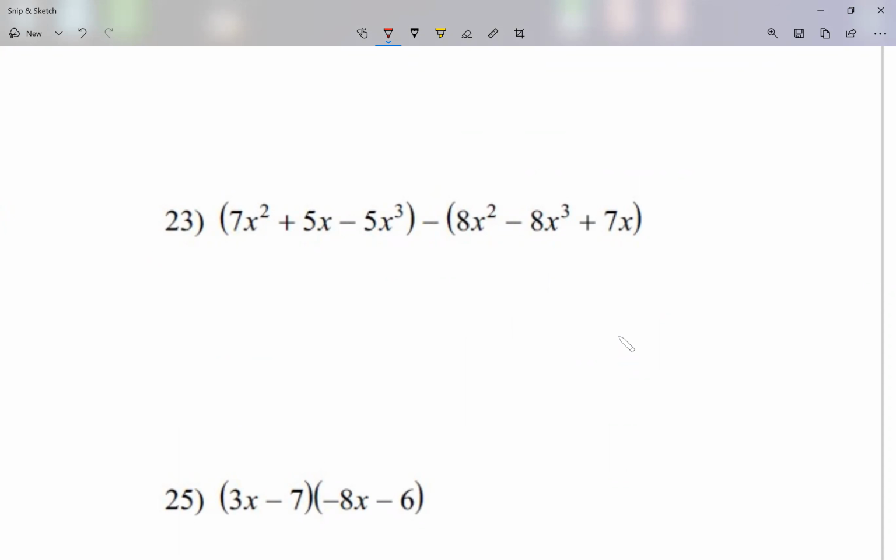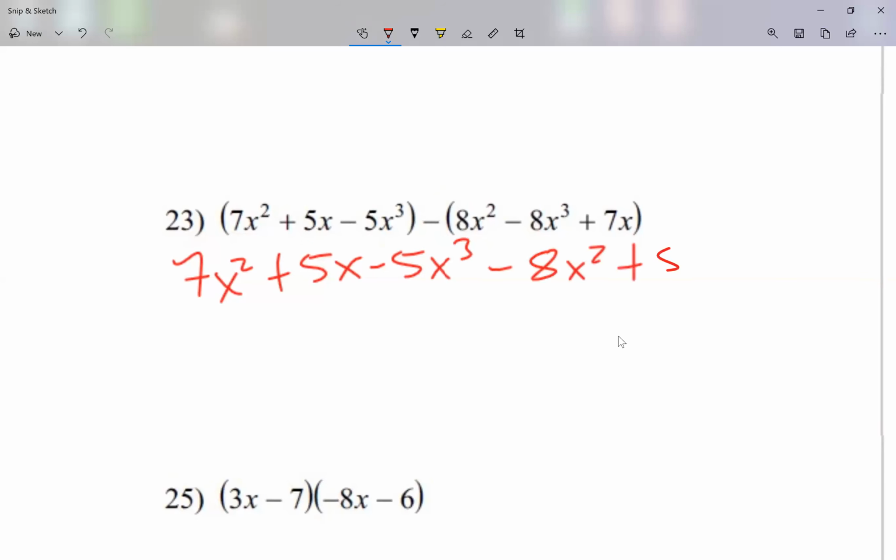Remember 23, like I said, this is a reminder of last week. We write the first polynomial as 7x squared plus 5x minus 5x to the third. Right? The first polynomial we don't change. It's just the second polynomial. We change the sign of everything. I'm going to go minus 8x squared plus 8x to the third minus 7x. Remember that?